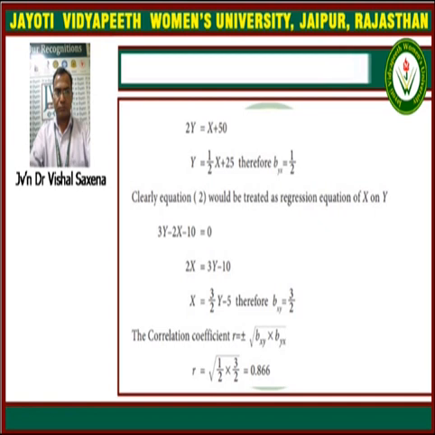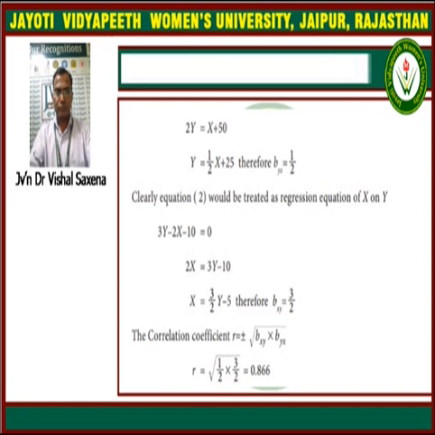So this is the line of regression of x on y, and this becomes x equal to 3 upon 2 y minus 5. Here the slope 3 upon 2 is the regression coefficient bxy. The regression coefficient bxy means the regression coefficient of the line of x on y, and it is equal to 3 upon 2.